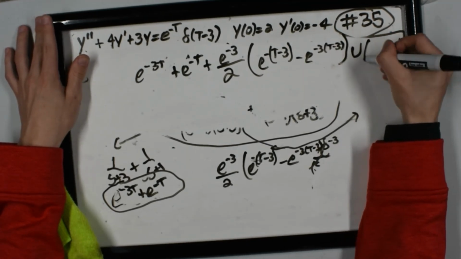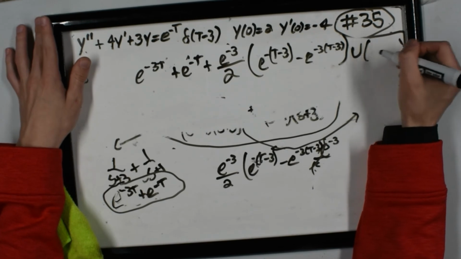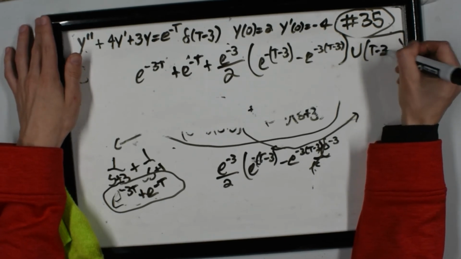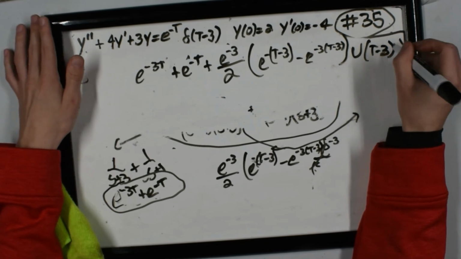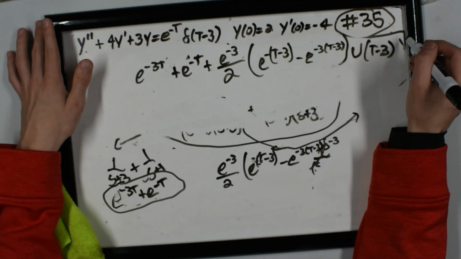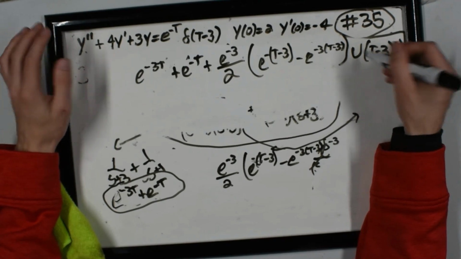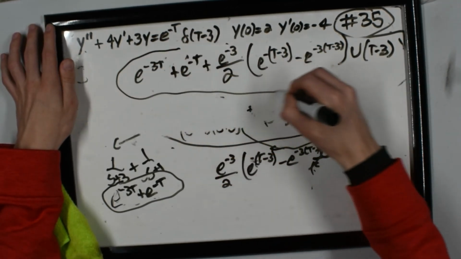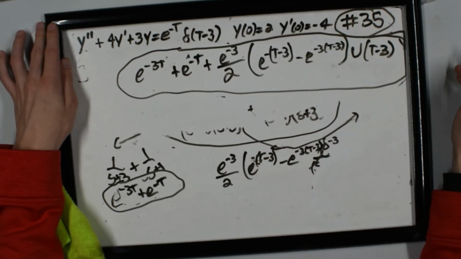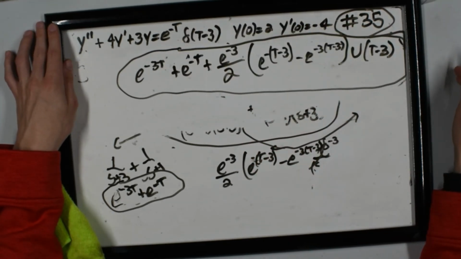And don't forget, we have to include the delay, so it's just represented by a 2 t minus the delay, which is 3. And again, if you have trouble with the step functions, rewatch the inverse Laplace transform video on step functions. But all in all, not too bad of a problem. And that is how you solve an initial value problem using Dirac delta.